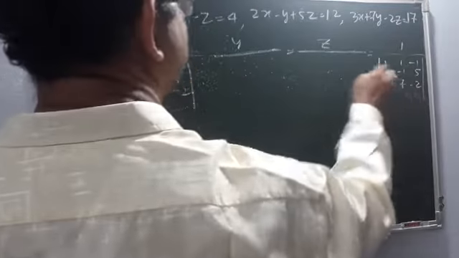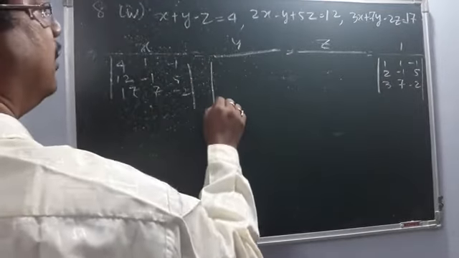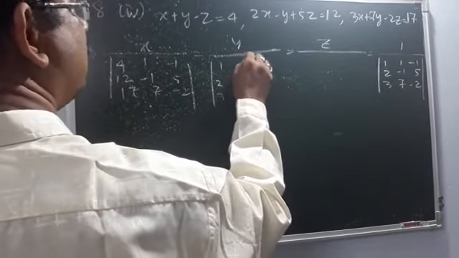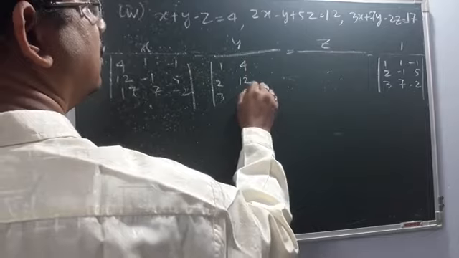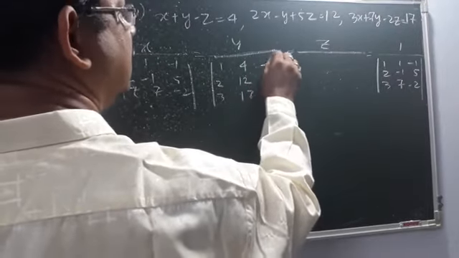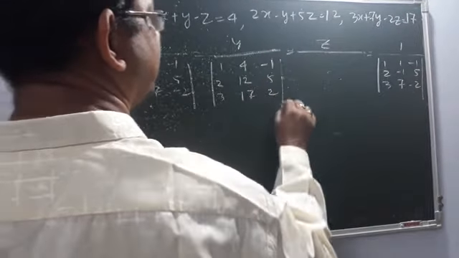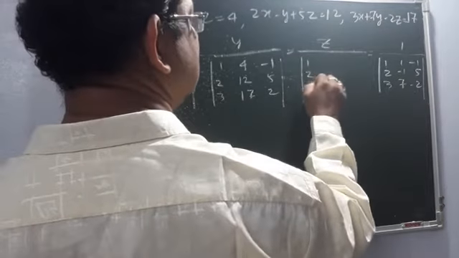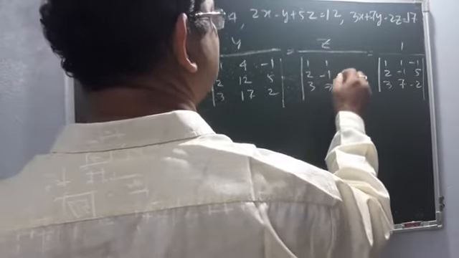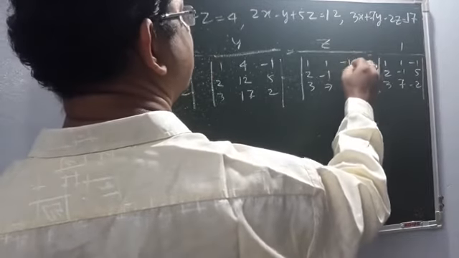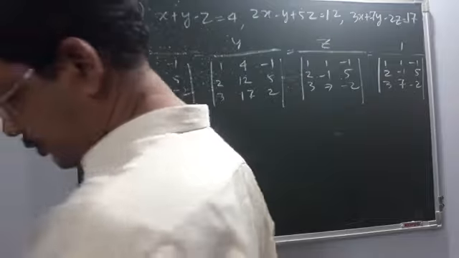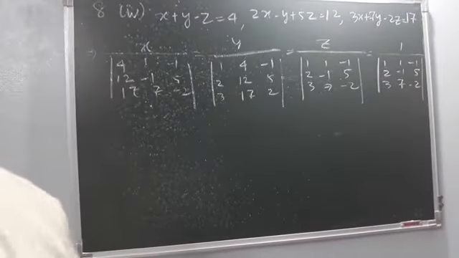In place of the coefficient of y, you will replace similarly. You will write 1, 2, 3 and replace these by 4, 12, 17, and the remaining is the same. There also, if we write it out, it is 1, 2, 3, 1, minus 1, 7, and this will be minus 1, 5, minus 12. Now it is time to break all the determinants.